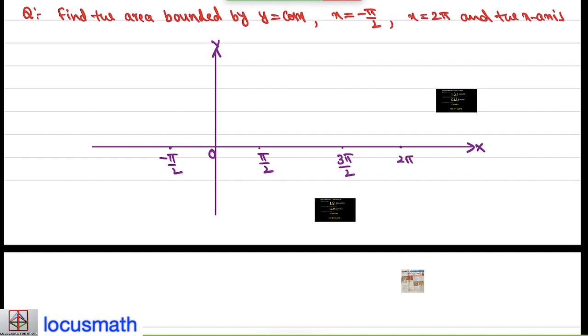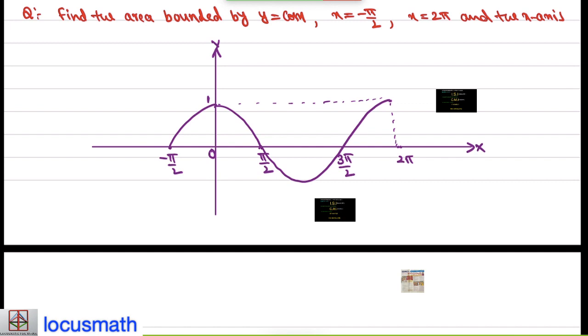So we'll draw the graph of cos. Cos of minus pi by 2 is 0, cos 0 is 1, so this is 1. Next cos of pi by 2 is 0, again cos of 3 pi by 2 is 0, and cos 2 pi is 1 again. So this is the graph of cos x from minus pi by 2 to 2 pi.